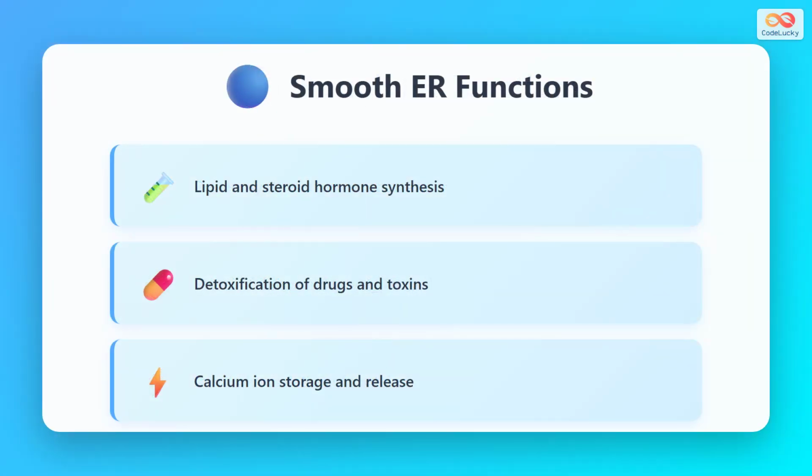Smooth ER handles a completely different set of responsibilities. Its main job is lipid and steroid hormone synthesis, producing the fatty molecules and hormones your body needs. Smooth ER is particularly abundant in cells that produce lots of hormones, like those in your adrenal glands. It also plays a vital role in detoxification of drugs and toxins, breaking down harmful substances to protect your body. This is why liver cells, which detoxify your blood, contain large amounts of smooth ER. Finally, smooth ER serves as a storage site for calcium ions and controls their release, which is essential for muscle contraction and cellular signaling.